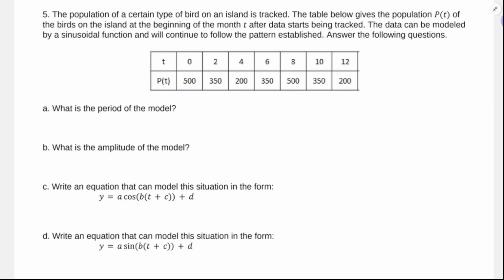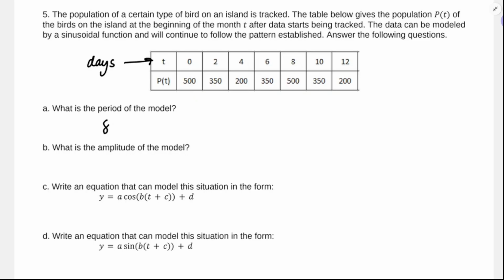I think it meant to say T days. Yeah, it's got to be. This is a population where there's going to be a lot of birth and death, it looks like. It doesn't say, but it's going to be days. Okay, so the period of the model is going to be 500 to the next 500, 0 to 8, is 8 days.